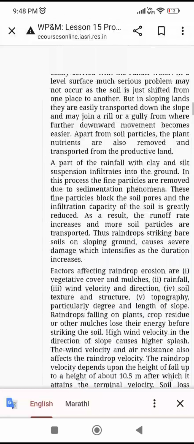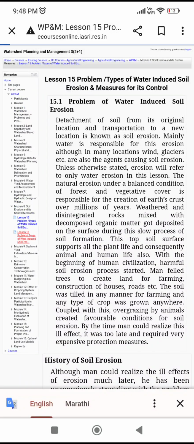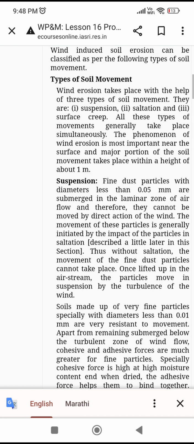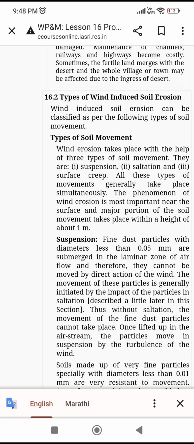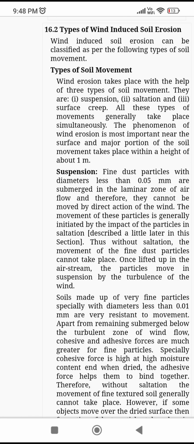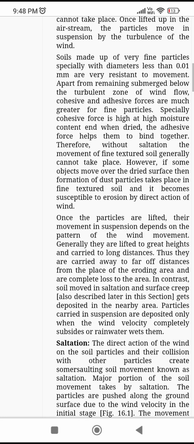Now we will move towards wind erosion. These are the types of soil movement due to wind: suspension, saltation, and surface creep. Suspension: fine dust particles with diameter less than 0.05 mm are submerged in the laminar zone of airflow, and therefore they cannot be moved by direct action of the wind.